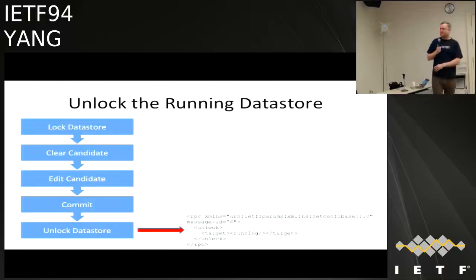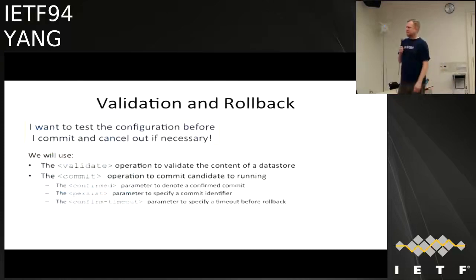Validation and rollback. In this case, we will use a new operation called validate. So we will validate the content of a data store, which means that you will ask the system to do whatever it can in the backend to make sure that, first of all, it complies with the Yang, but maybe also other stuff, right? Is the temperature in the chassis such that you can do this change?